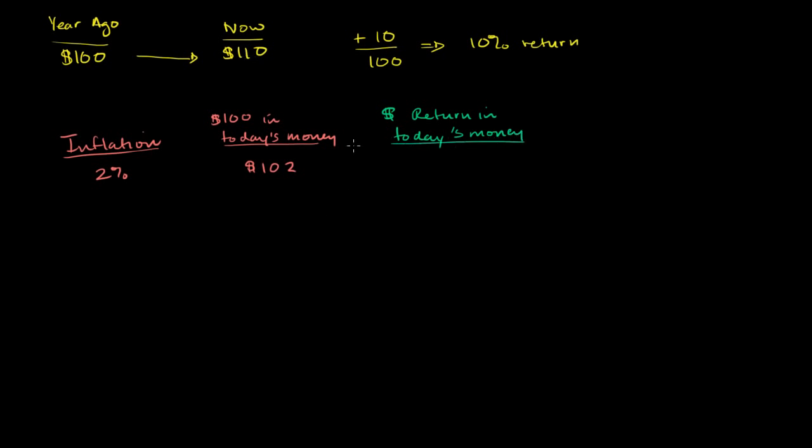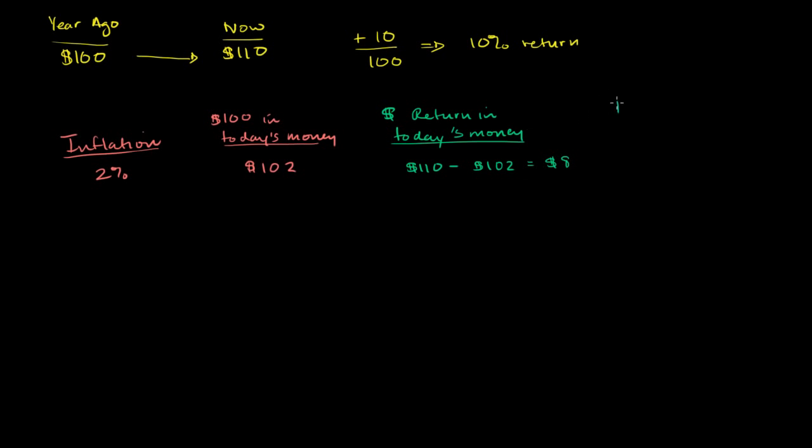Well, we're getting $110, and we invested, in today's money, $102. If we look at it from today's terms, we invested something that gives us the same purchasing power as $102 today, and now it's giving us a purchasing power of $110. So we've gotten $8 more of purchasing power in today's money.